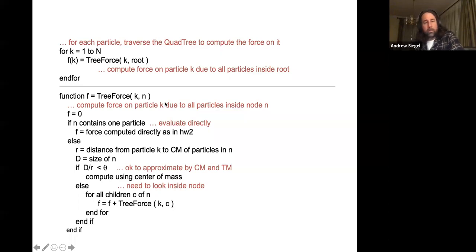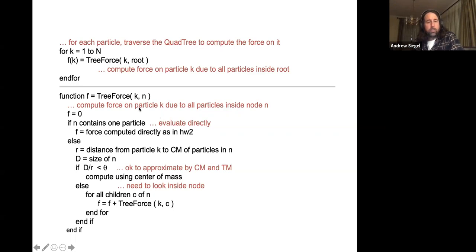Okay, so the goal here, remember, is for each particle, you're going to compute the net force on it by all of the other particles or centers of mass associated with clusters of particles. So that's what the outer loop is for, each particle. Let's just look at what you're going to do for one particle, the first one, and it's the same for all n of the particles. So we're going to call this recursive function tree force on root.